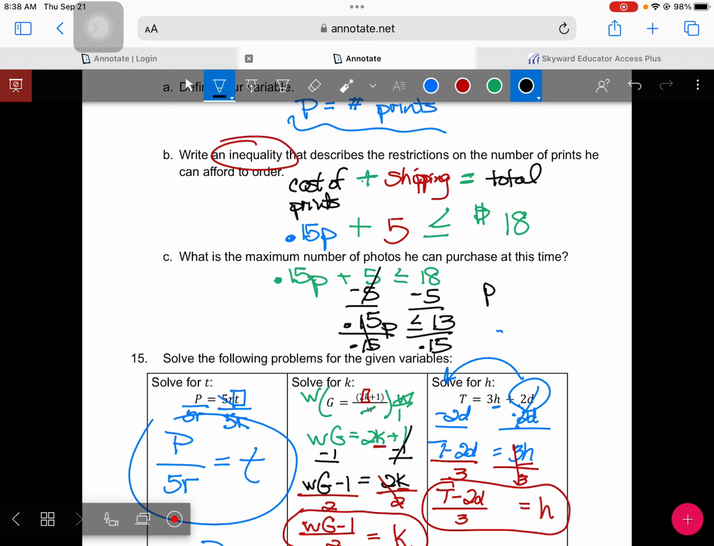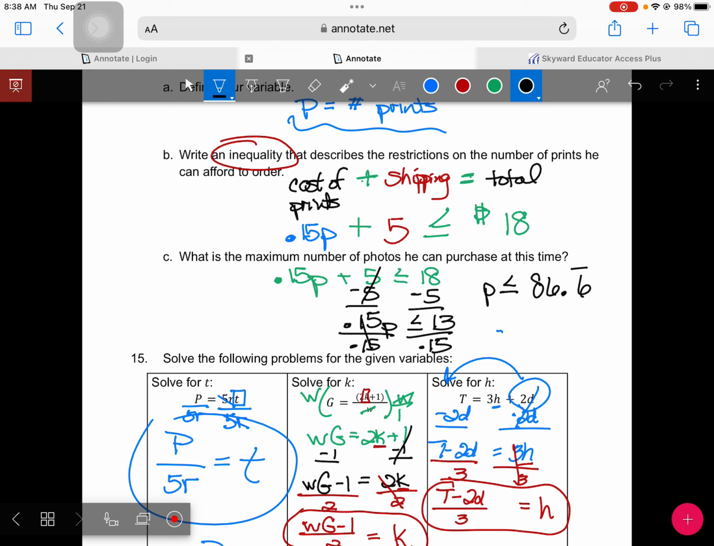Is that a negative? Do I need to flip the sign? It's not a negative. It's just a decimal. What is 13 divided by 0.15? What is P? P is less than or equal to 86.6 repeating. So what is the maximum number of photos that he can purchase?